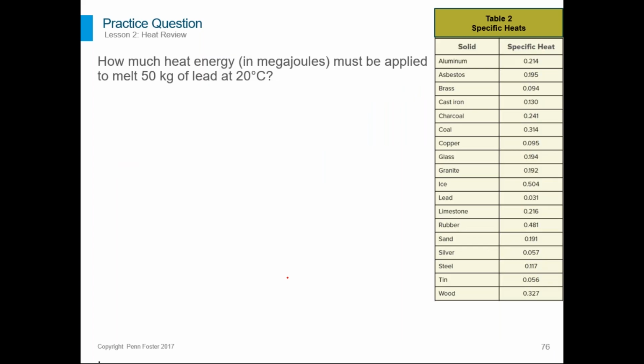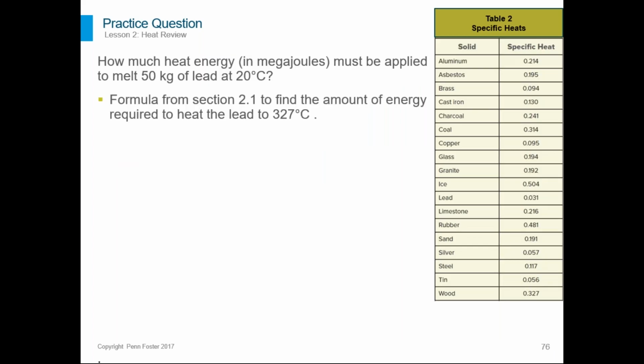So we're going to do the two steps here. Our first step, we've got to take that lead from 20 degrees Celsius up to its melting point of 327. To do that, we need to think of this formula that we got in section 2.1. This is just how much energy it takes to heat stuff up. Our formula was Q, which is energy, equals the mass times the specific heat times the change in temperature. We get our specific heat from a table that was back in that section, table 2.